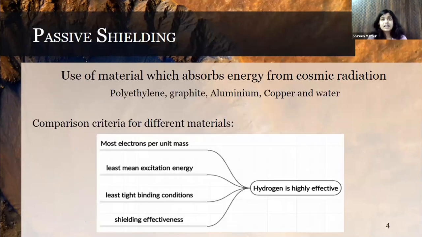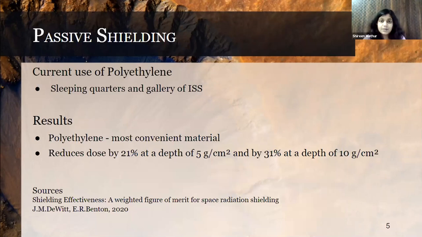Talking about passive shielding, it includes use of a sufficient amount of material which absorbs energy from cosmic radiation. The main materials that we can use are polyethylene, graphite, aluminium, copper, and water. There are certain comparison criteria to find out which is the most effective material: number of electrons per unit mass, mean excitation energy, tight binding conditions, as well as shielding effectiveness. While comparing all the materials using these criteria, we found out that hydrogen is the most effective material. Since polyethylene has 2 atoms of hydrogen per molecule, we can say that polyethylene is the most convenient material. Also, it reduces the dose by 21% to 31% depending on the depth of the target.